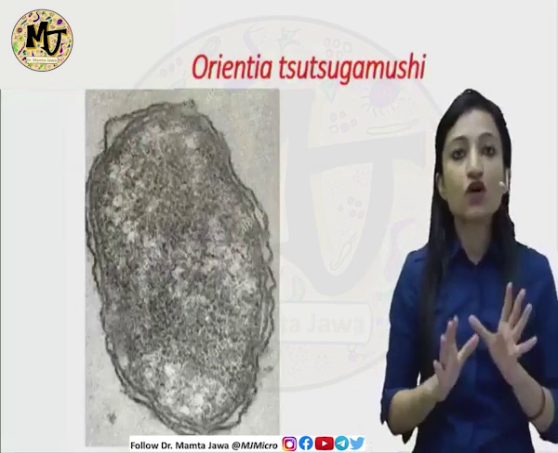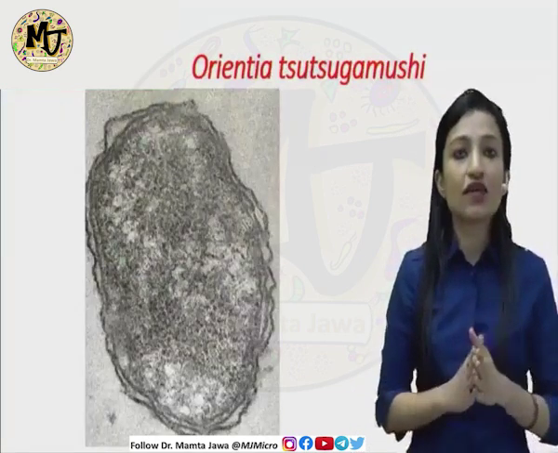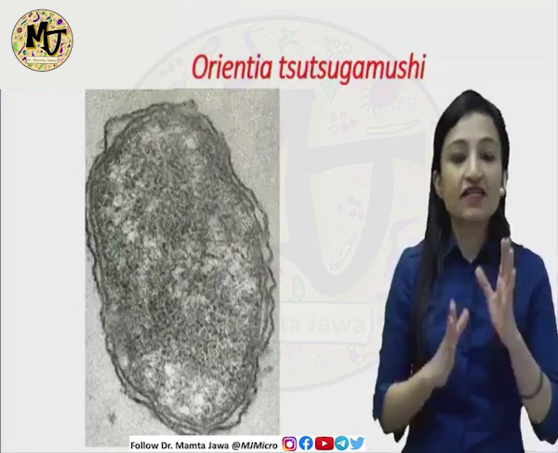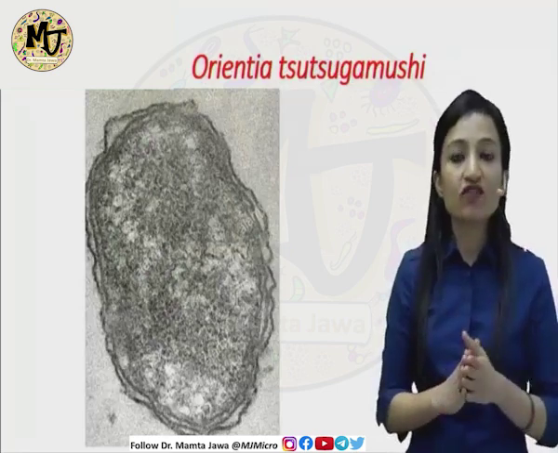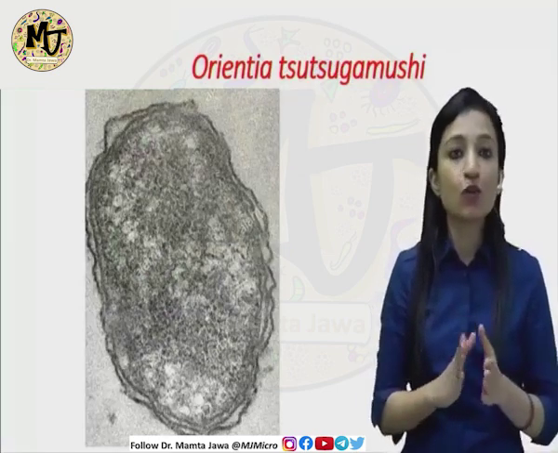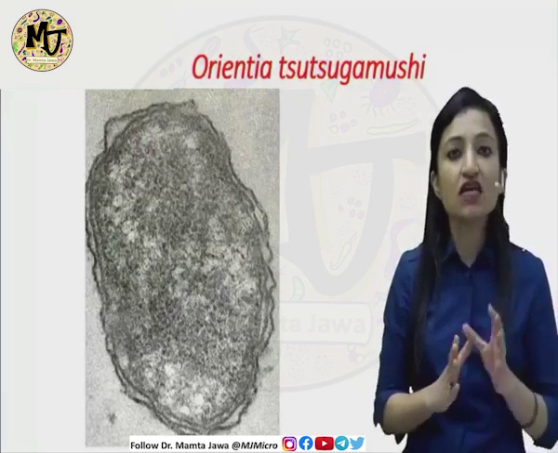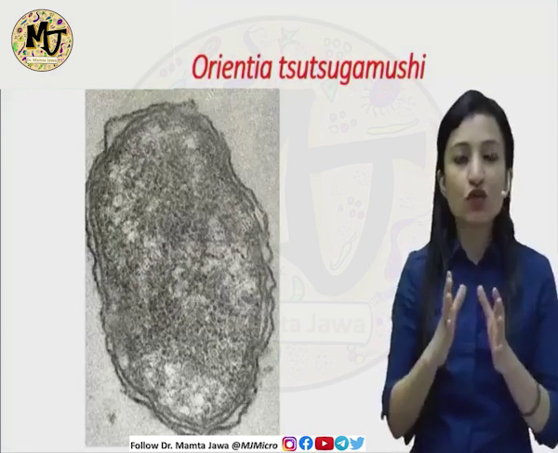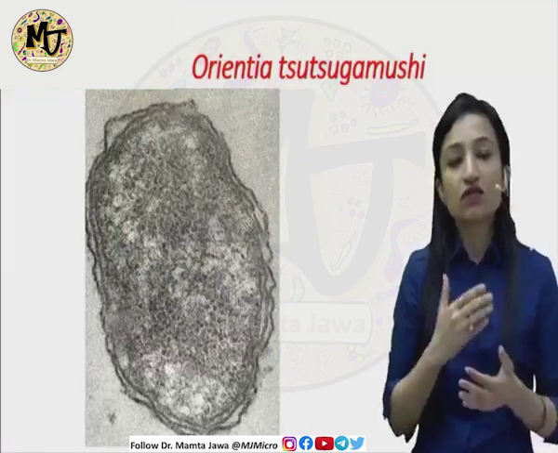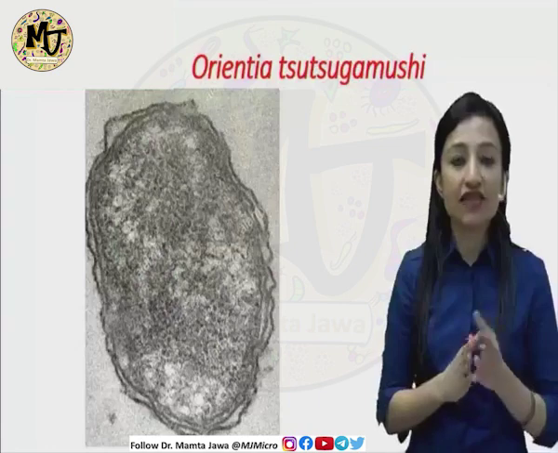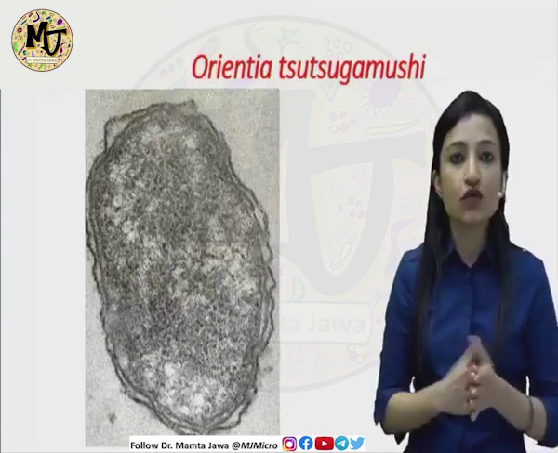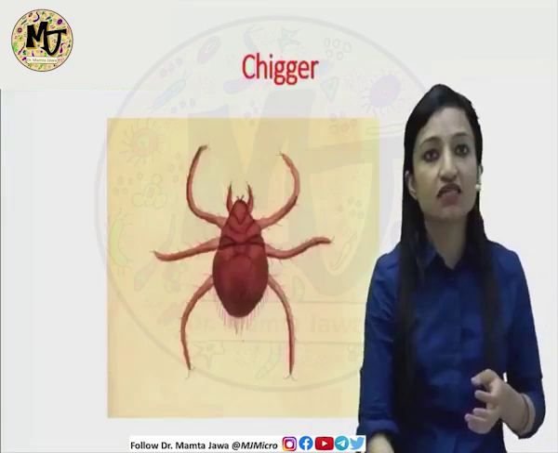Now, this is how the organism looks. This is an electron microscopic picture. It's a rod measuring 1.5 to 3 microns in length and 0.2 to 0.8 microns in width, looking somewhat globular. And just like other rickettsia, it's also an obligate intracellular organism, so it's an atypical bacterium.